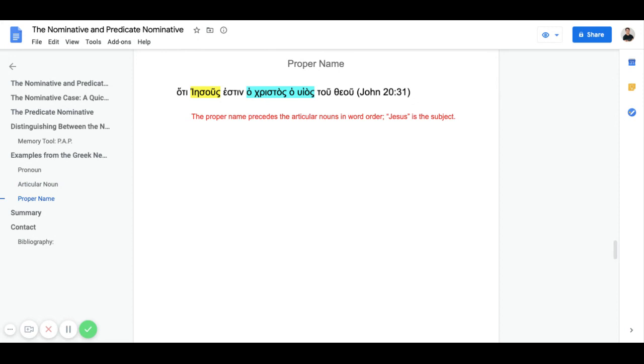And now I like this example too, not only because it has a proper name in it, but also because you have two other articular nouns in there. And so we have to ask the question, well, what do you do? And we already addressed this, but let's put it in action. When you have two articular nouns right here with ho Christos and ho huios, but you also have a proper name, Jesus. And so what do you do? Well, the good thing is this is when word order does matter.